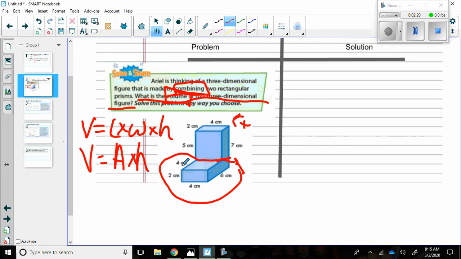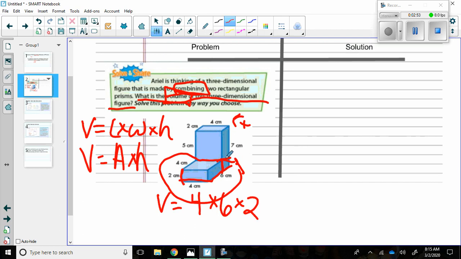Now, another way you could have split the shape is to go straight down, and then you would be doing this back part and this part. But for mine, I'm going to start down here. So I'm going to look at the length. For my bottom, the length is 4, the width is 6, and the height is 2. So that's going to be for my bottom box.